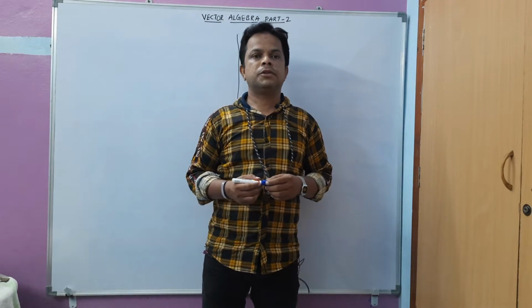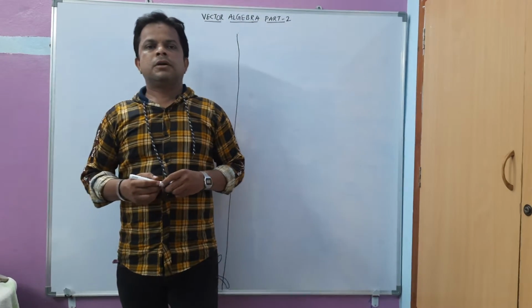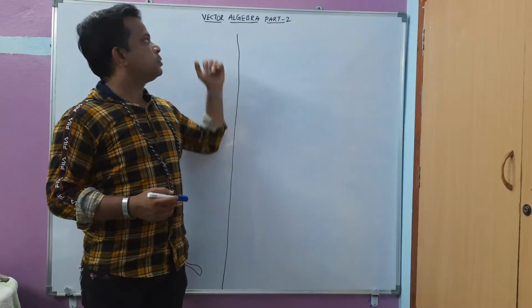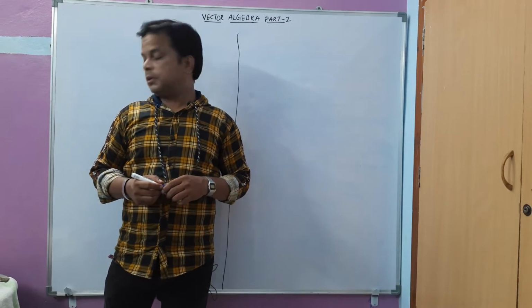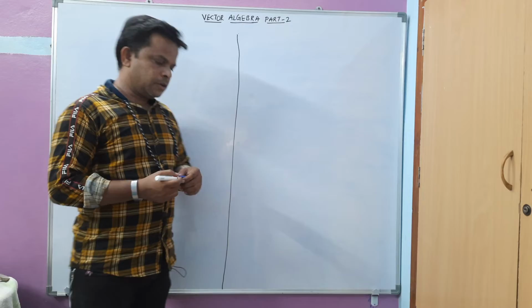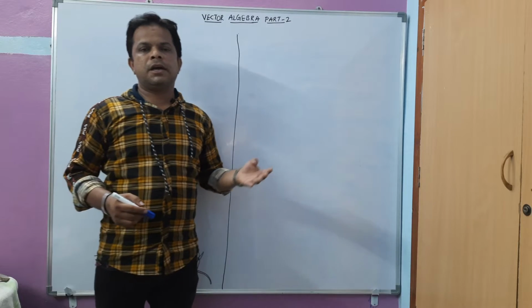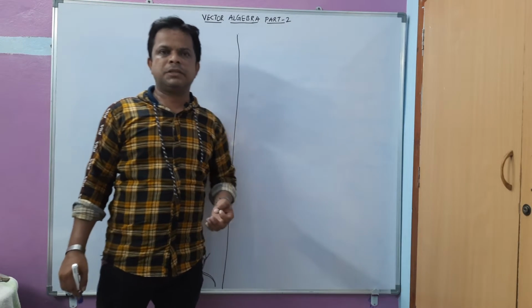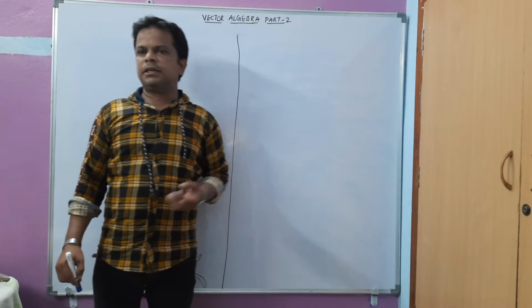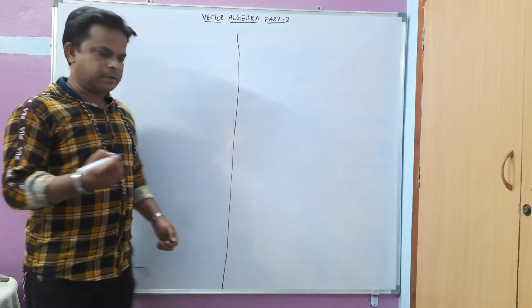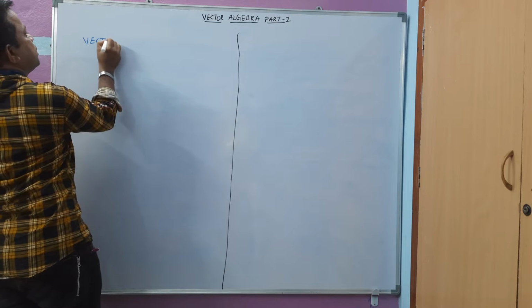So in this lecture video I am going to continue the vector algebra part 2 here. Let us concentrate on vector multiplication. In the last videos we have seen what is a vector and what is a scalar, what is a position vector and what is the distance vector, and we have solved some related problems. In this lecture video I am going to discuss vector multiplication.